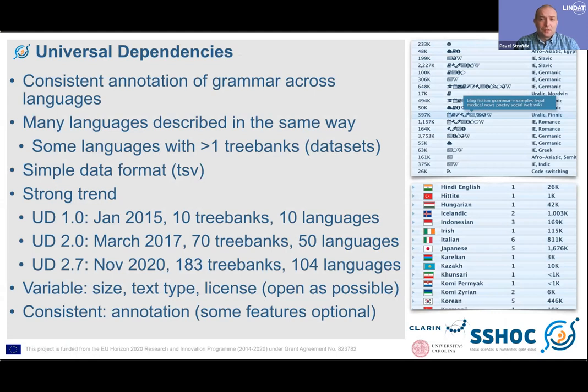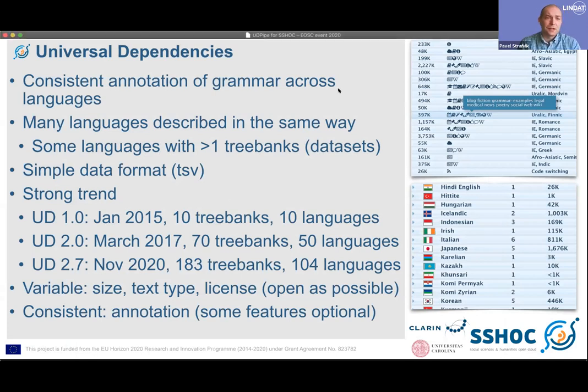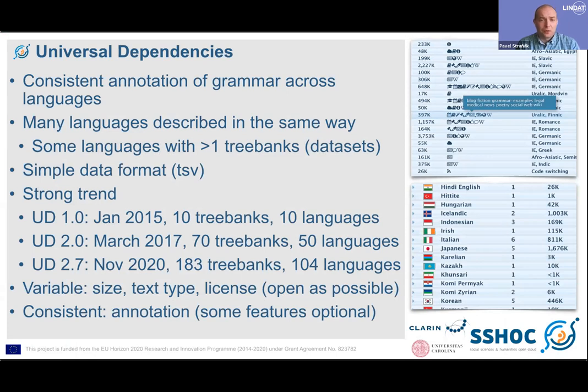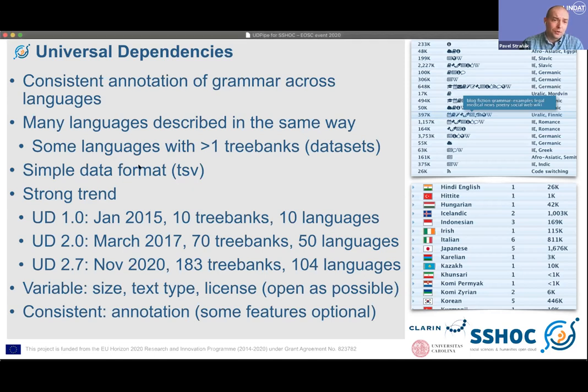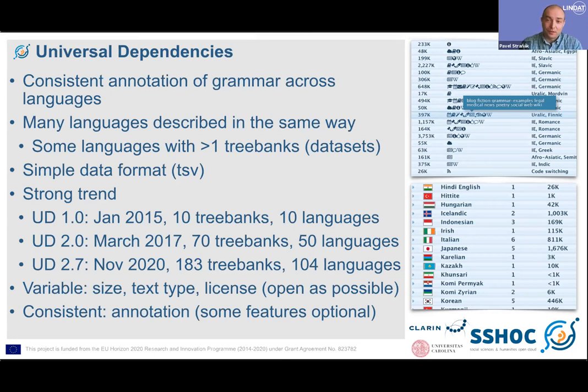Universal Dependencies. So this is the substrate on which we train the models for UDPipe. This is a project for consistent annotation of grammatical features across languages, even different types of languages. Many languages described in the same way. Some languages have a very small data set, some have larger data sets, but we train models on all of them and provide those models to the users. All those treebanks use both unified grammatical description and unified data format, the CoNLL-U format that Emmanuel mentioned in his presentation.